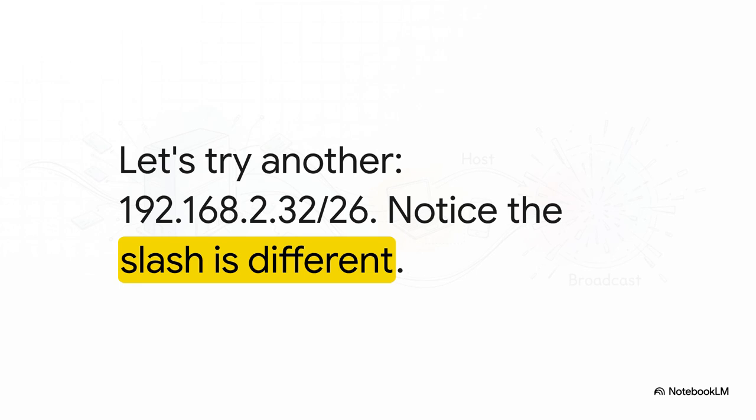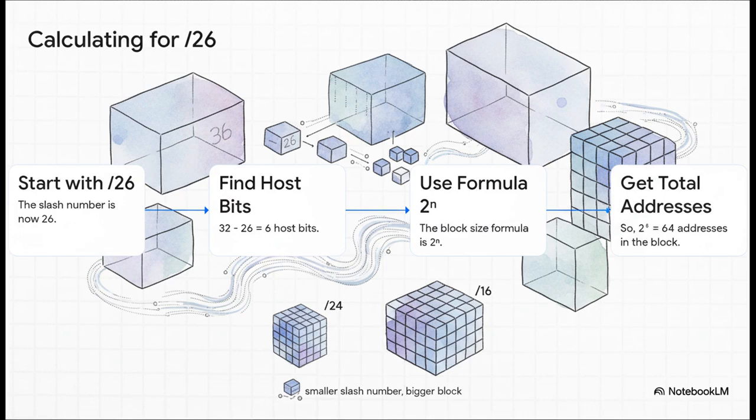Now look closely here. The IP address part is exactly the same, 192.168.2.32. But the slash number has changed to /26. And believe me, that one little number changes the entire game. We're just going to rinse and repeat the same formula. We take 32, subtract our new slash number, 26, and that leaves us with 6. Then we do 2 to the power of 6, which gives us 64. So our block size is now 64 addresses.